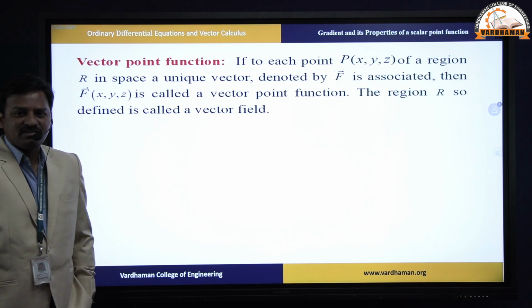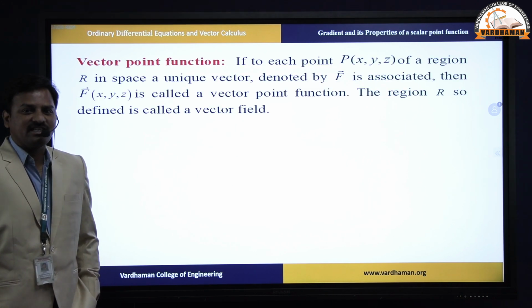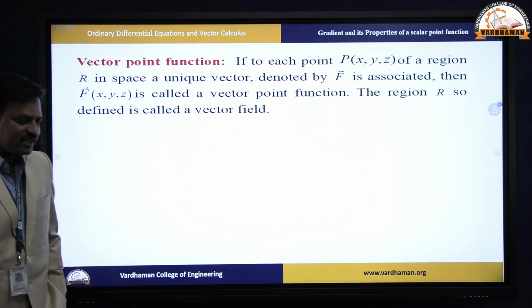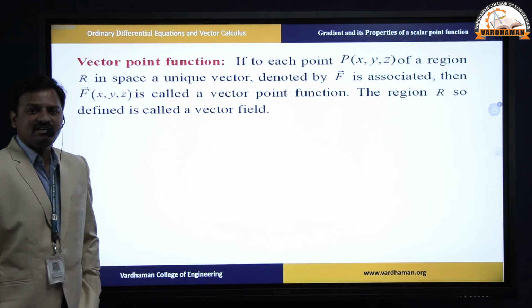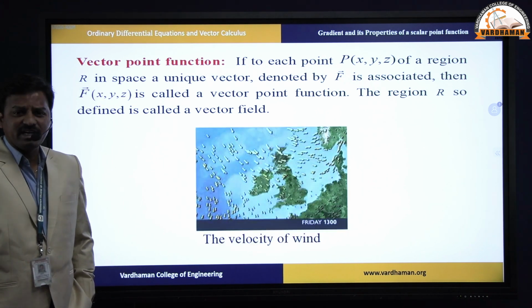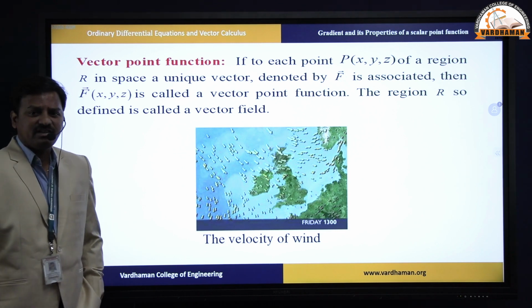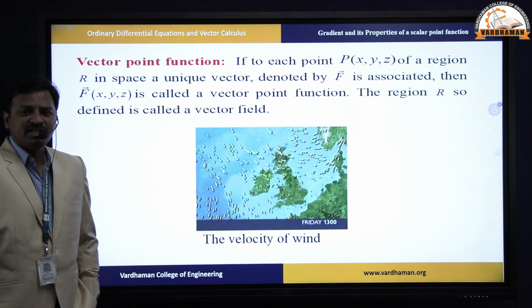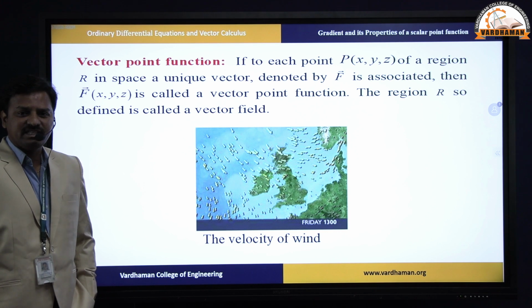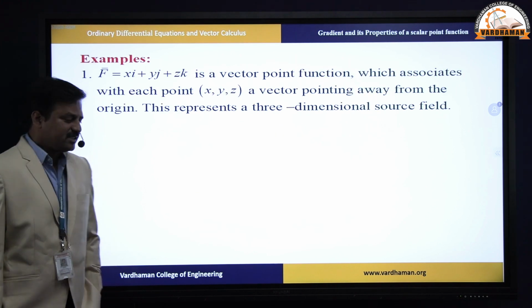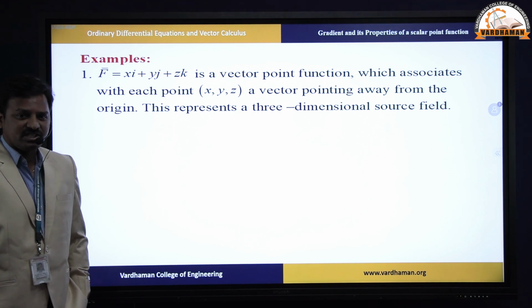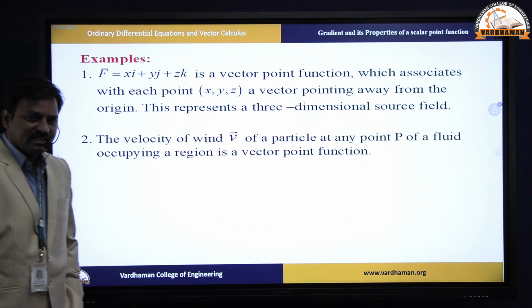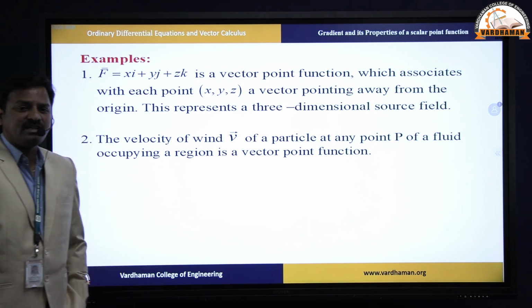Next, vector point function. For each point P of x, y, z, there exists a unique vector denoted by f bar. Then f bar of x, y, z is called a vector point function and the field R is called a vector field. For example, the velocity of wind. The velocity of wind has magnitude and direction. So velocity of wind is a vector field. Another example, f bar equal to xi plus yj plus zk is a vector point function.